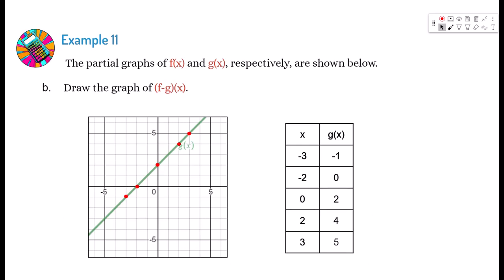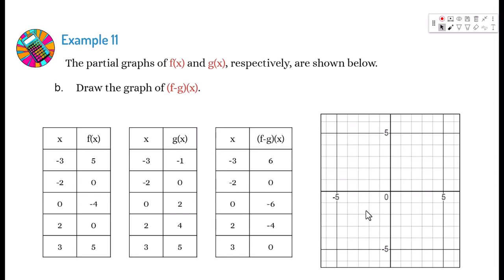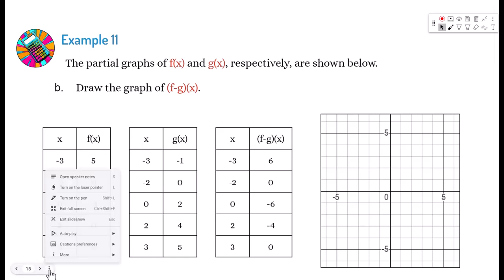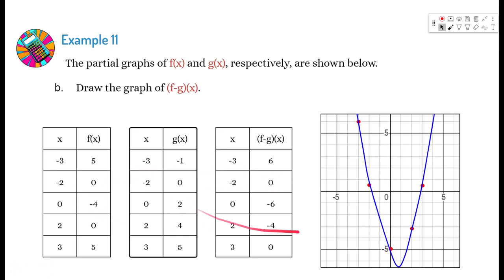So what are we going to do with these? We're going to subtract them. Now we're going to create a third table of values where we're subtracting the outputs of the other two, the functions that were separate. So here, notice, let me get my pointer out for this one. Here we had 5 and -1. Spoiler alert, 5 minus -1. Well, 5 minus a -1 is a +6. 0 minus 0, well, still 0. -4 minus 2 is -6. And we continue down the line until we get these.